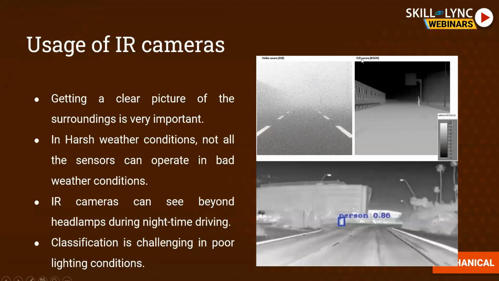And FLIR is nothing but a company that is making IR sensors right now. It is the camera that is available. You can search for it on the internet and read more about it. What is FLIR? It's just a company.